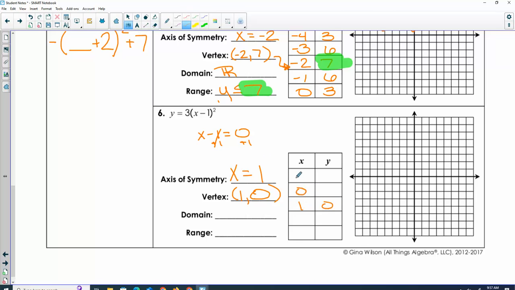Numbers smaller than 1, 0 and -1. Bigger than 1, 2 and 3. Plugging these into our equation. So you're doing 3 parentheses, whatever number you put in, -1 squared. Alright. First row, you guys do -1. You guys do 0. You guys do 2. And you guys do 3.